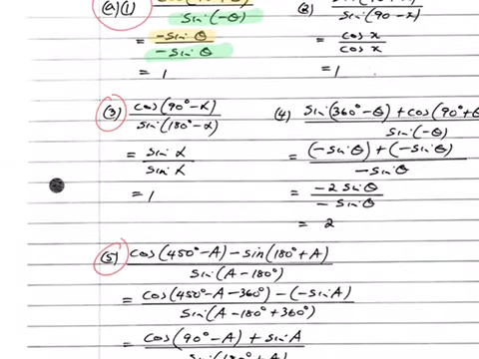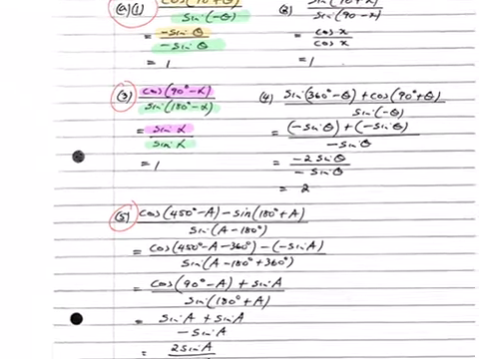For number 3, again, cos of 90 minus, you must know in your theory, becomes sine alpha. Then when you have sine of 180 minus, you think of your cast diagram. It means we're in sine's quadrant. Sine will be positive. So sine over sine is 1.